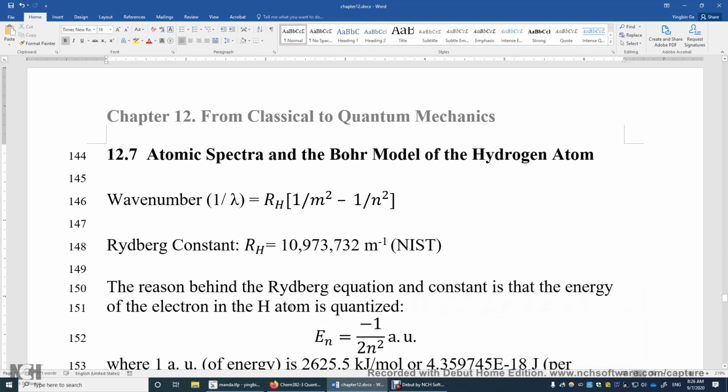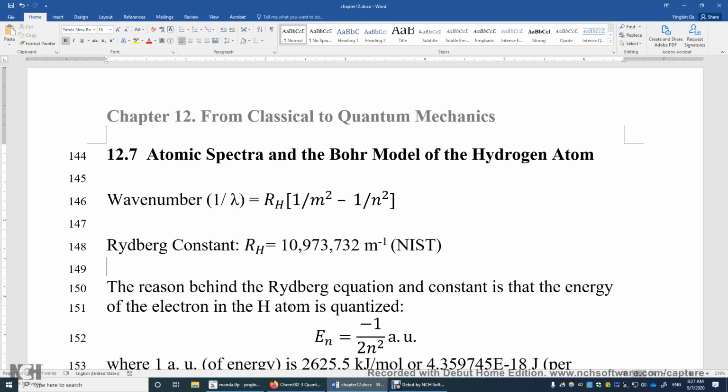Section 12.7, Atomic Spectra and the Bohr model of the hydrogen atom. If we look at the atomic spectra of hydrogen atoms and measure the wavelengths, we'll be able to calculate the corresponding wave numbers, 1 over lambda. Rydberg found this equation: 1 over lambda is a constant times 1 over m squared minus 1 over n squared. m and n are integers.